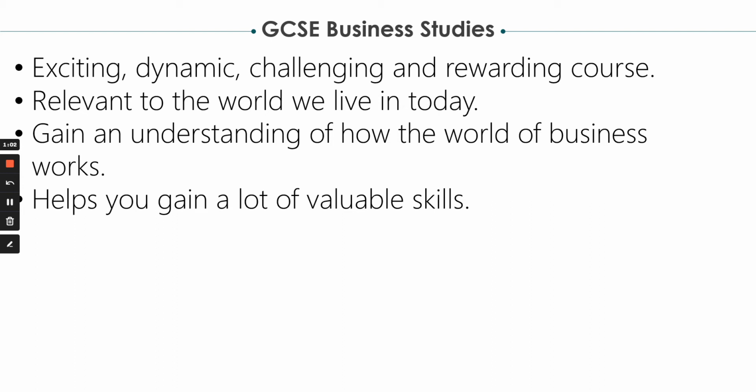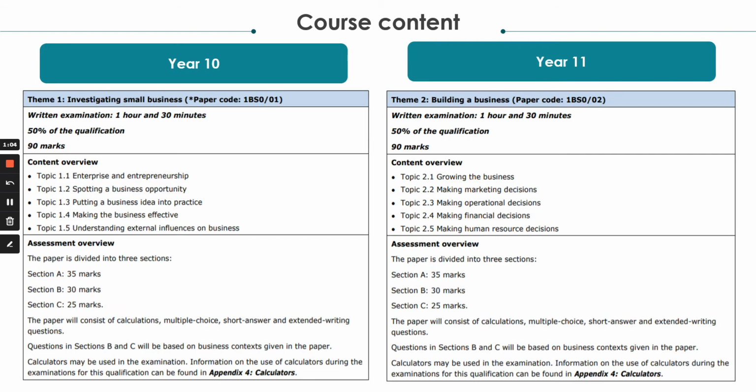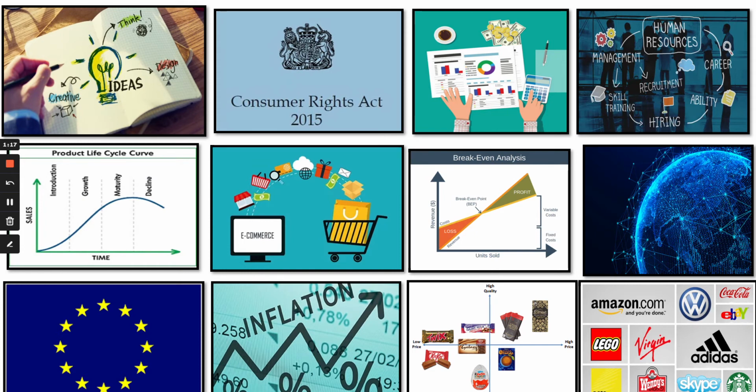Let's have a look at the course structure and the content. The course is actually made up of 2 themes or units with 5 topics each. At the end of year 11, you will have 2 exams, one from each theme, and each theme equates to 50% of the course. Due to the diverse nature of the course, you will study a wide range of topics across many disciplines, and here are snapshots of some of the topics across both year 10 and 11.